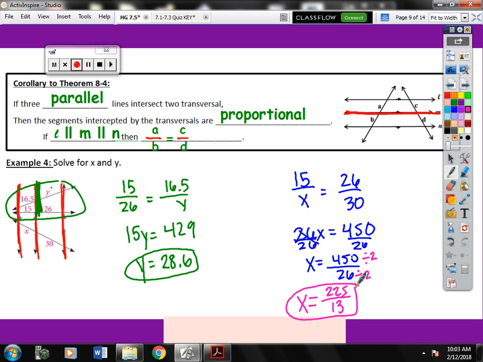Okay. I don't think we're going to get to the last examples, so I'm going to stop there. We'll finish them tomorrow.